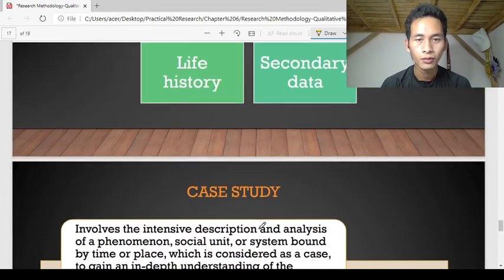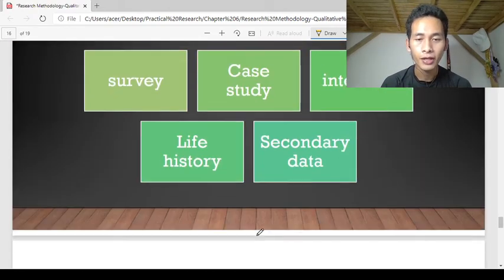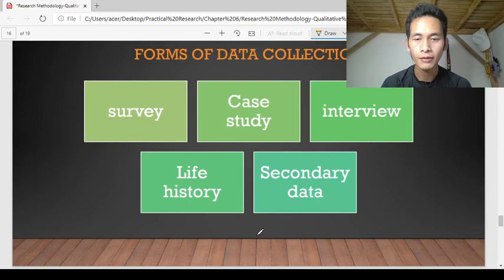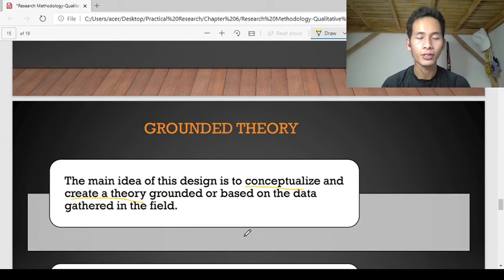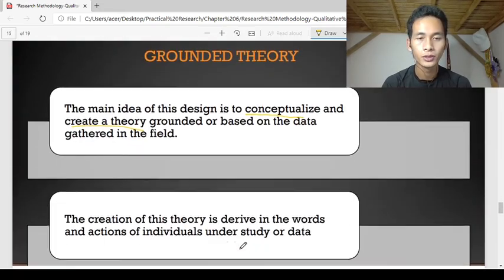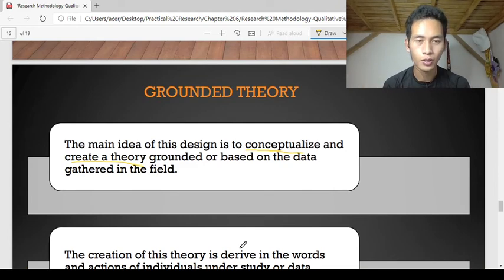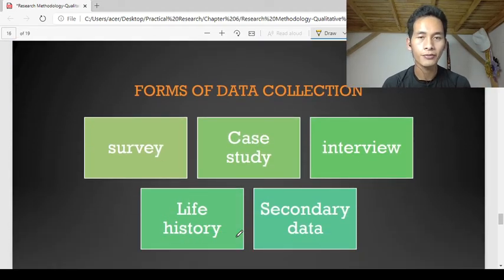Forms of data collection. So, survey, case study, interview, life history, and secondary data. So that is not part of grounded theory. The research designs under qualitative research are ethnography, grounded theory, and phenomenology. So in grounded theory, the researcher is going to conceptualize to create a theory grounded on the data gathered in the field. Next is forms of data collection.